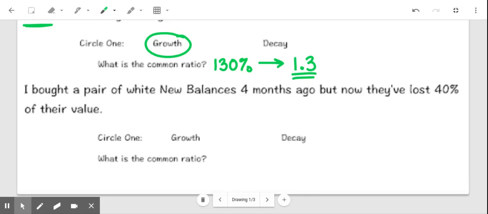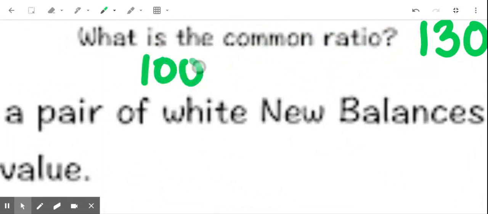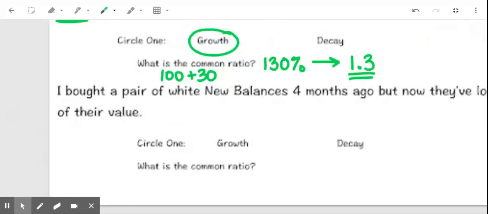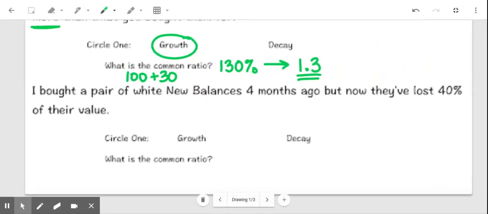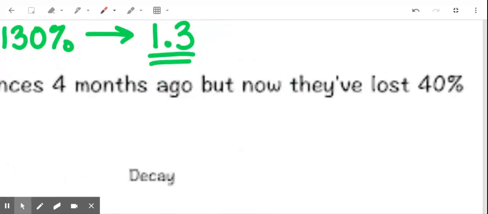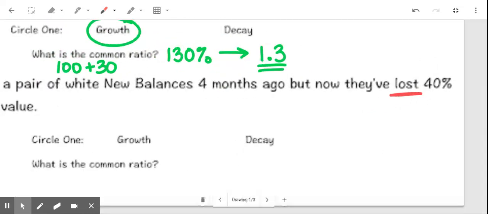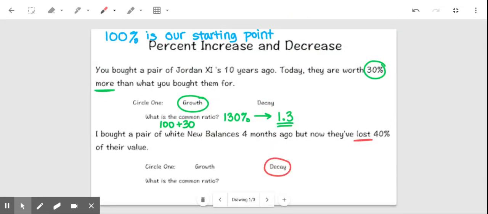I bought a pair of white New Balances 4 months ago, but now they've lost 40% of their value. They're no longer squeaky clean and perfectly white. So they've lost 40% of their value. Okay, so remember, we got this common ratio up here of 100 plus 30. That's how we got our 130%. Well, now let's take a look at this. If they've lost value, do we think that they are growing in value, or do you think that we're decaying in value? I'll give you about 2 seconds to make a determination on your own. Decaying. Okay, when we're losing value, we are decaying.